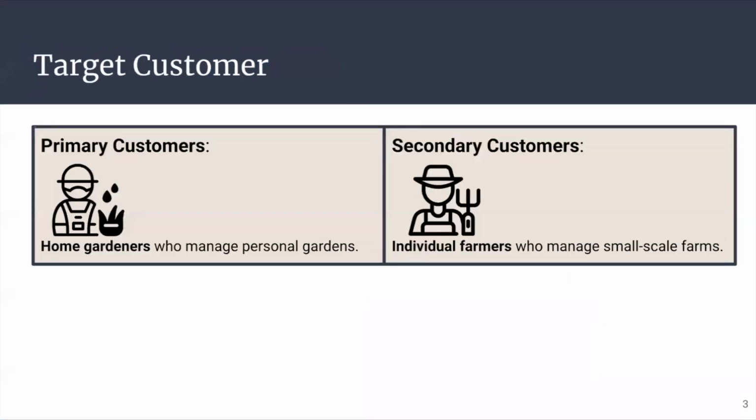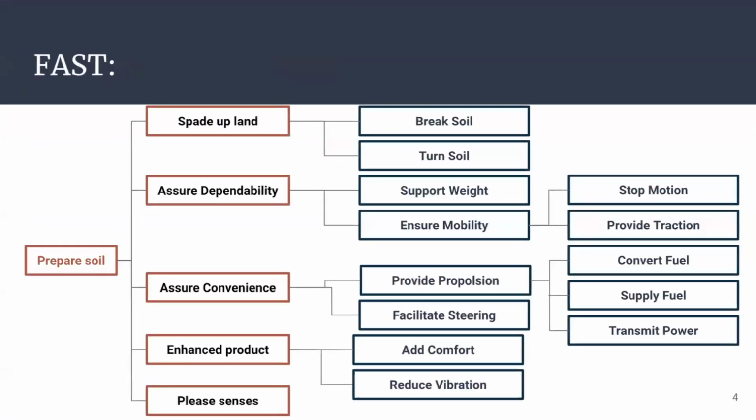Our target customers will be home gardeners who manage personal gardens and individual farmers who manage small-scale farms. They all have the need to prepare the soil. For the first diagram, we created a diagram that shows the main functions the plug machine should perform. The plug machine should be able to break and turn soil, which is the most important part.